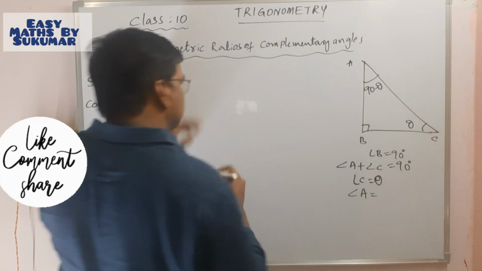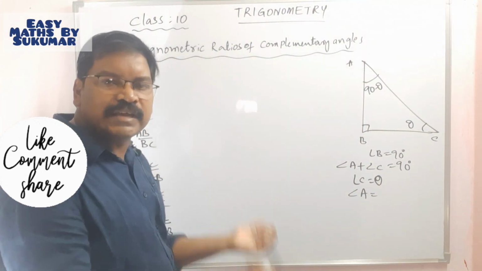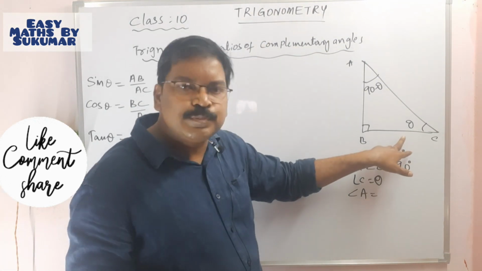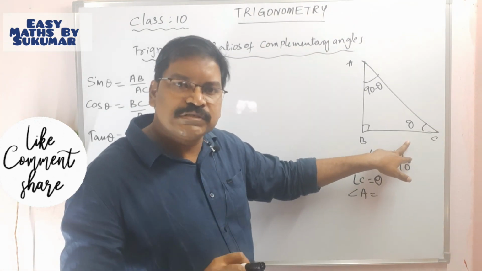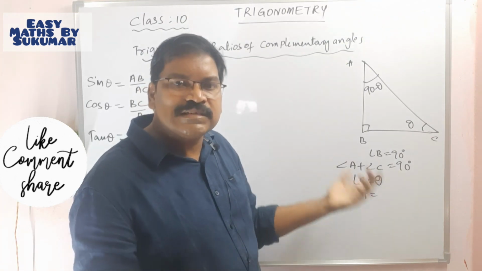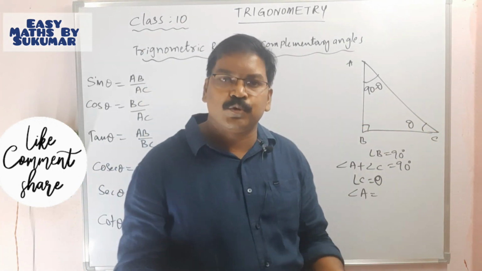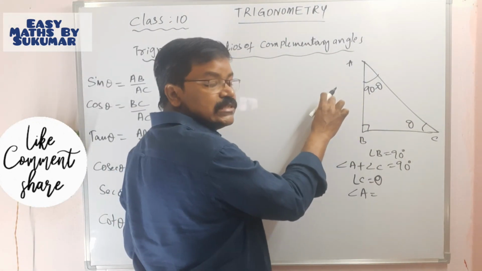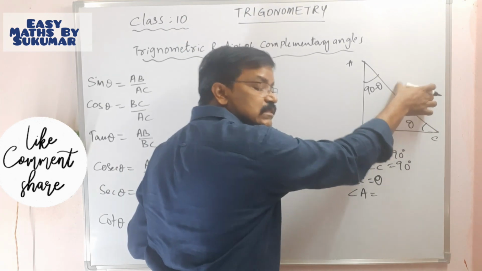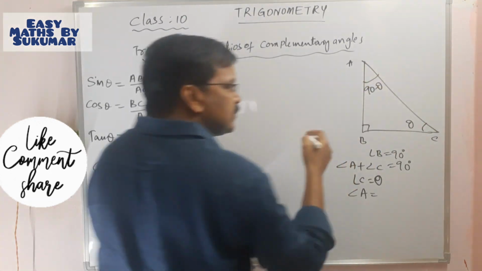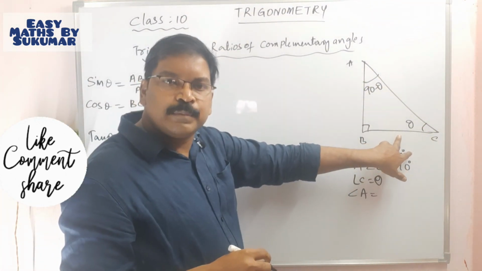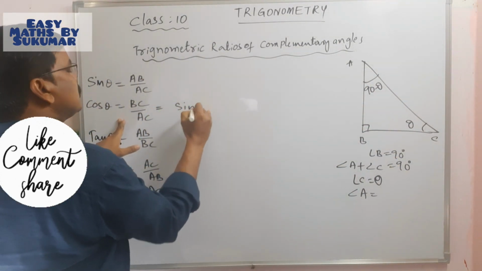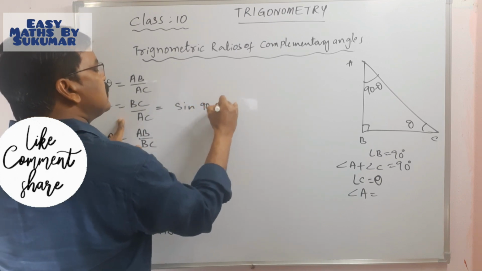Now coming to 90 minus theta. What is sine 90 minus theta? What is the side opposite to this 90 minus theta? That is BC. So BC is the opposite side, AB is the adjacent side, and AC is the hypotenuse. Here opposite side by hypotenuse is sine. So sine 90 minus theta is BC by AC.